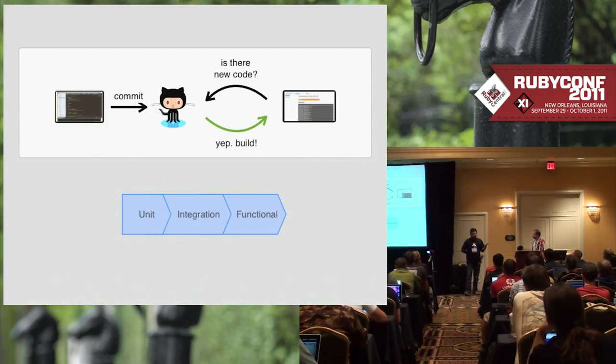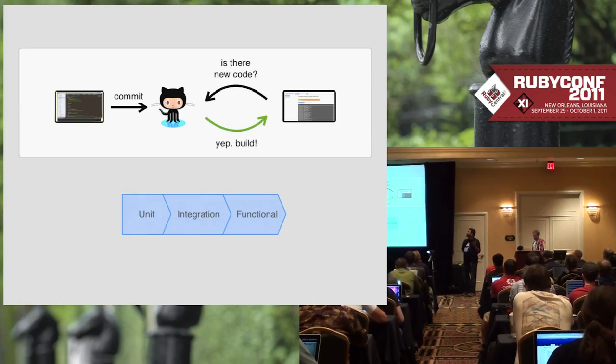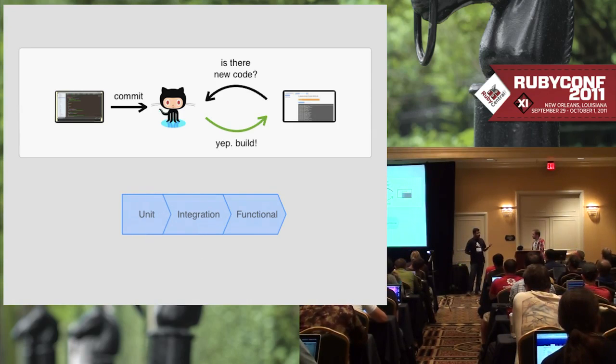So this is how a traditional CI system worked. Every commit that went through went to your version control. In our case, we like GitHub. And your CI server keeps polling for changes.